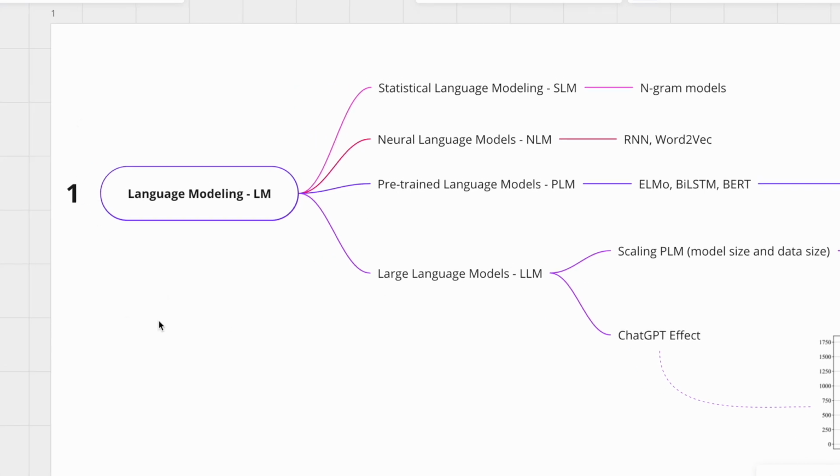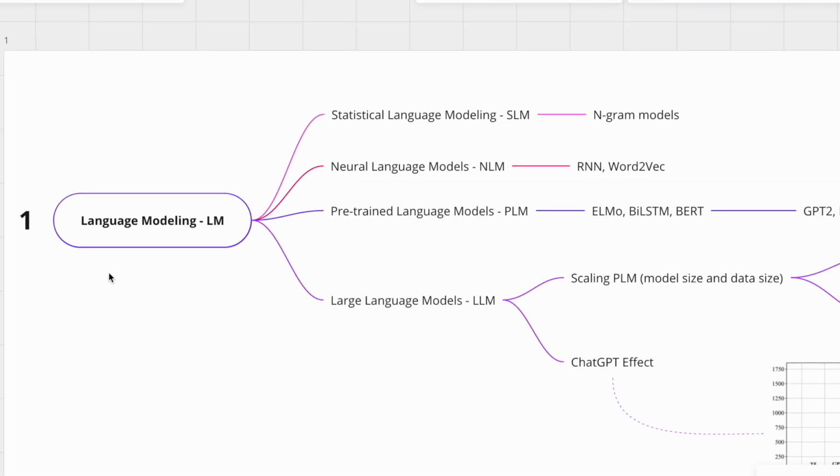First of all, I want to show the position of large language models in the AI world, in language modeling. So LLM stands for large language models, but what are the other language models? If you look at language models chronologically, we can start from statistical language modeling. N-gram models are one of the examples of these statistical language models, SLM.